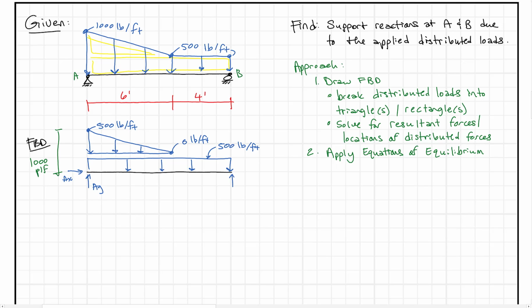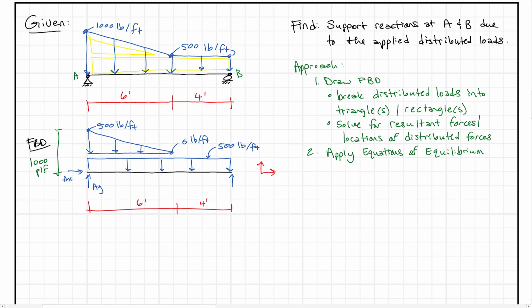So pounds per linear foot, that's what we know, and when we add these together. Okay, I also like to throw in here, if I know my dimensions, I like to put my given dimensions in, right? So we have 6 feet, 4 feet. I like to show my coordinate system, and we're pretty good.